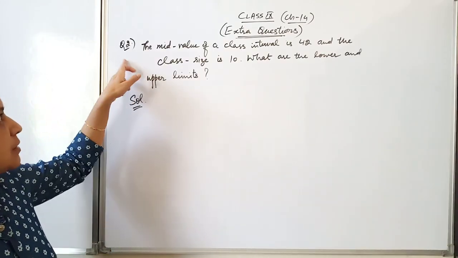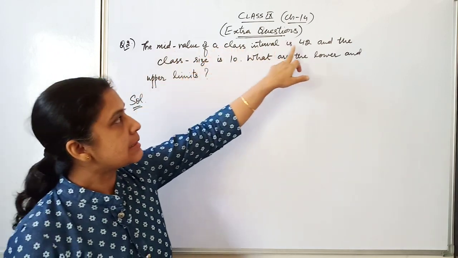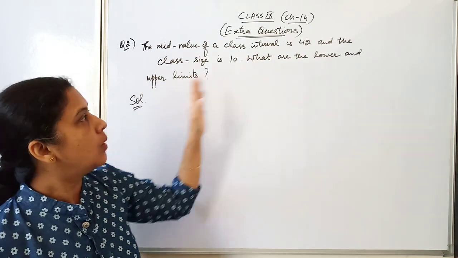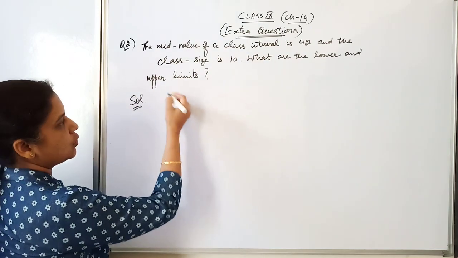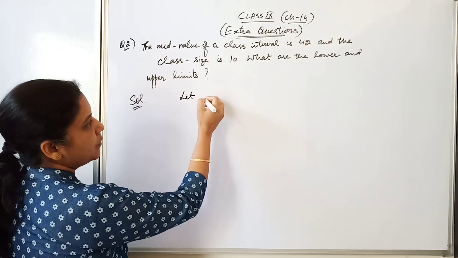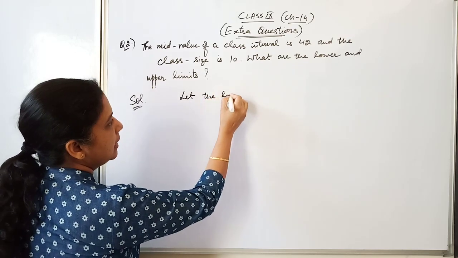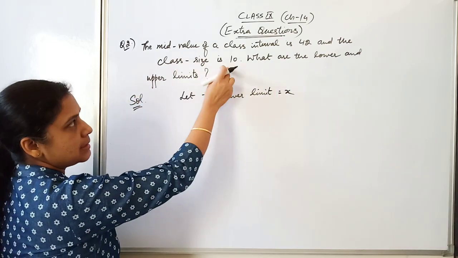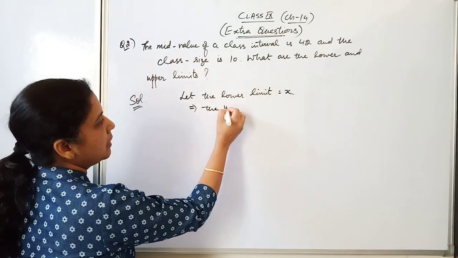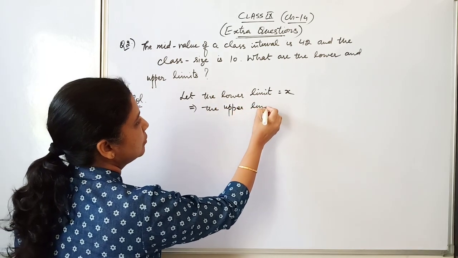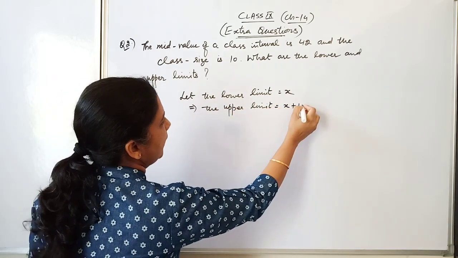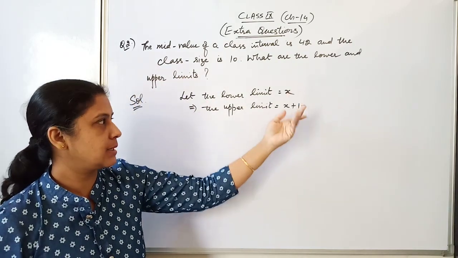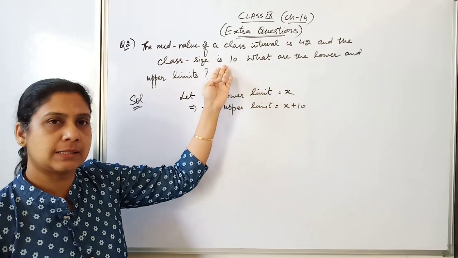Let's take up another question. The mid value of a class interval is 42 and the class size is 10. What are the lower and upper limits? Let's start solving. Let us suppose that the lower limit is equal to x. Now the class size is 10. It implies the upper limit is equal to x plus 10, because class size is upper limit minus lower limit. So when you subtract x plus 10 minus x, 10 is left. So we are having the class size as 10.